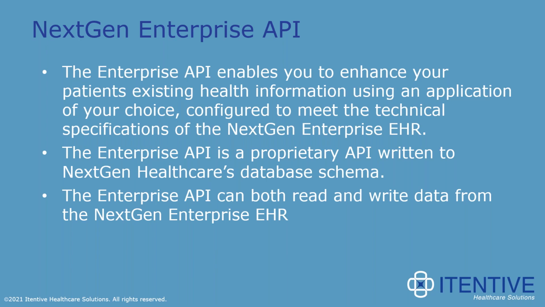So this Enterprise API enables you to enhance your patient's existing health information using an application of your choice configured to meet the technical specifications of the NextGen Enterprise EHR. So this Enterprise API is actually a proprietary API written to NextGen Healthcare's database schema. And this API can both read and write data from the NextGen Enterprise EHR. So think, this API is going to allow applications to access NextGen Enterprise, aka your EHR system, and be able to read and write data from it to benefit you as the provider and your practice.